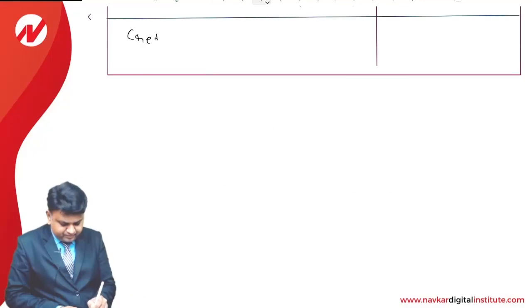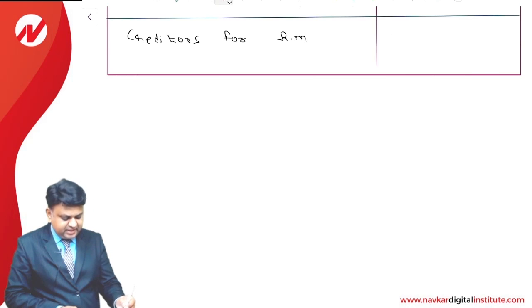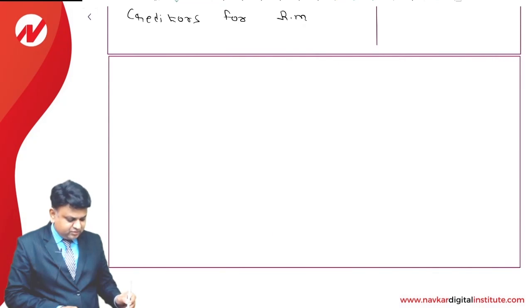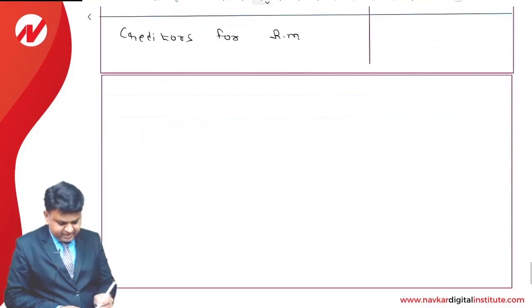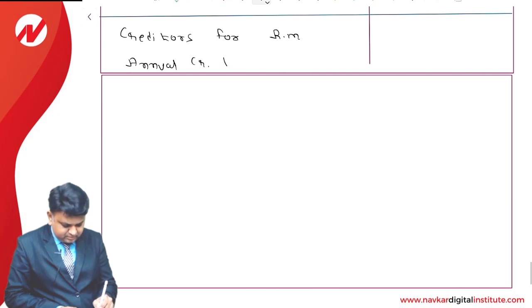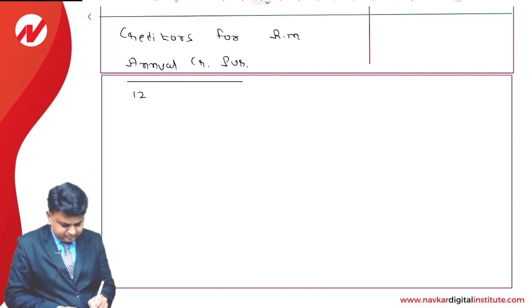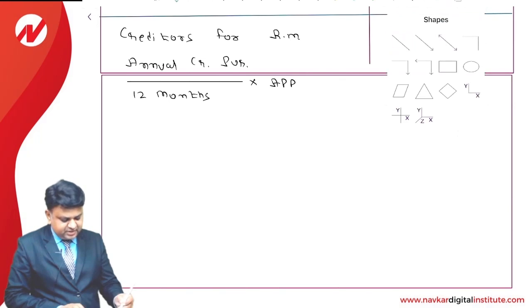Now we can start with the liabilities, in which the first is creditors for raw material. It will be calculated by taking into account the annual credit purchase and average payment period. So we'll work out the answer in this way. It is annual credit purchase divided by 12 months into average payment period. This is the way we are required to compute the answer.